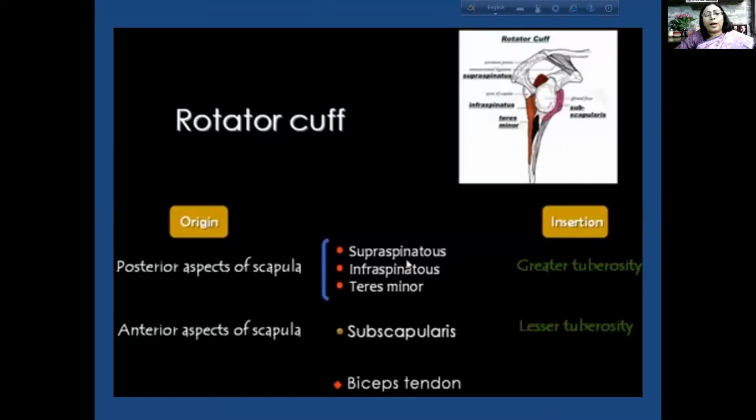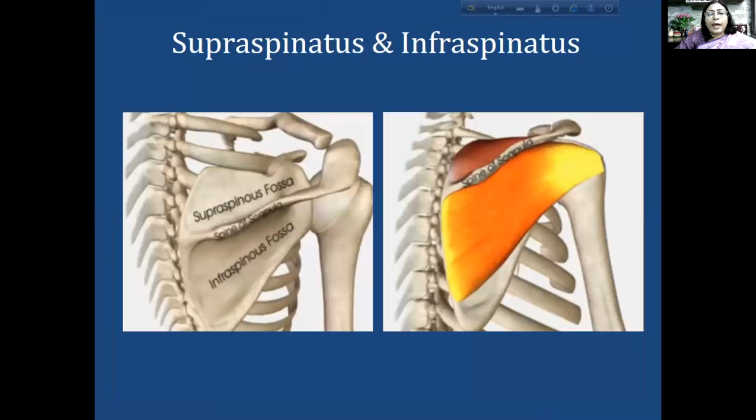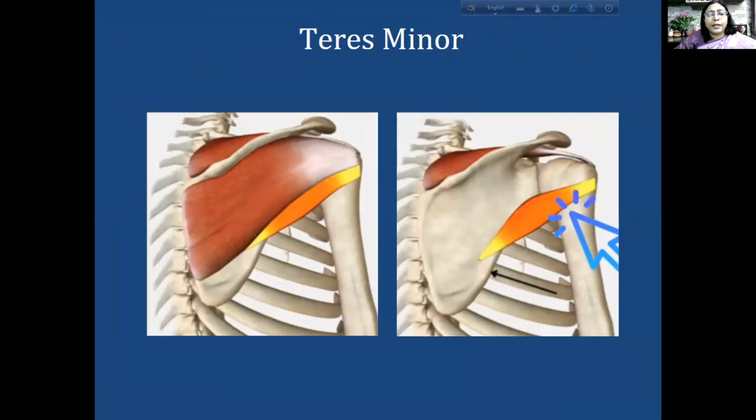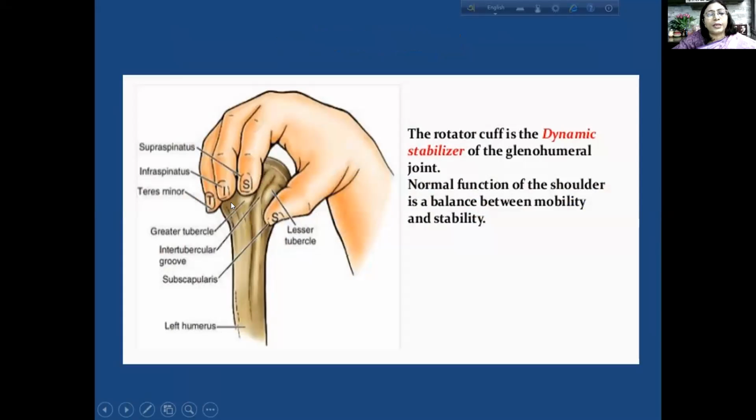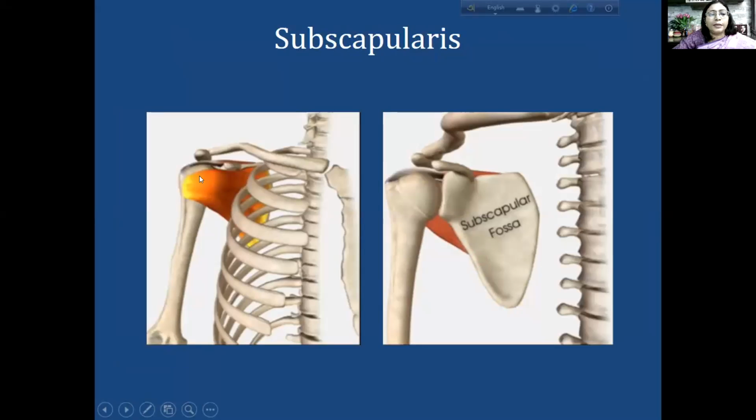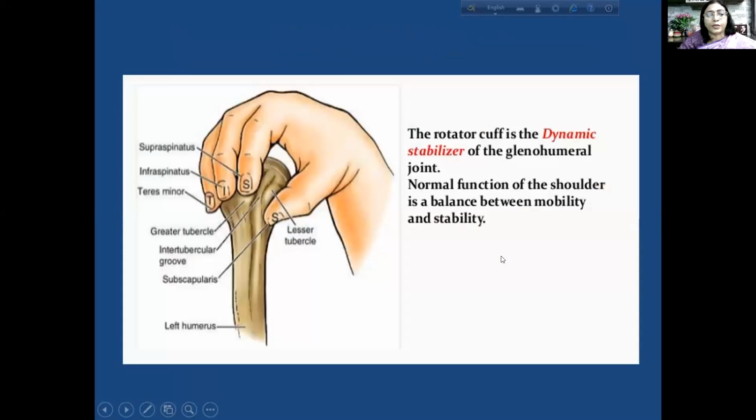All four muscles arise from the scapula and insert into the humerus. As they are named, the supra and infraspinatus muscles arise from the supra and infraspinatus fossa, and the small teres minor muscle arises from the lateral border of the scapula, and all three insert into the greater tubercle of the humerus. The anterior subscapularis muscle arises from the subscapular fossa and inserts into the lesser tubercle.